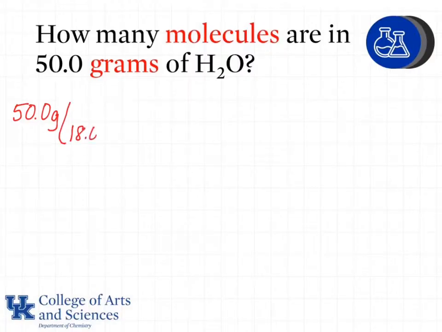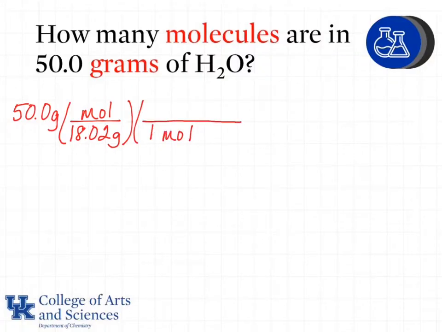We know that grams needs to go on the bottom, and we're trying to convert to moles. So 1 mole goes on the top. We're using the molar mass of water of 18.02 grams per mole. Next, we need moles on the bottom because we need moles to cancel out. And we're going to have molecules on the top, and we'll have 6.022 times 10 to the 23rd molecules per mole, because that relationship is always true regardless of the identity of the substance.